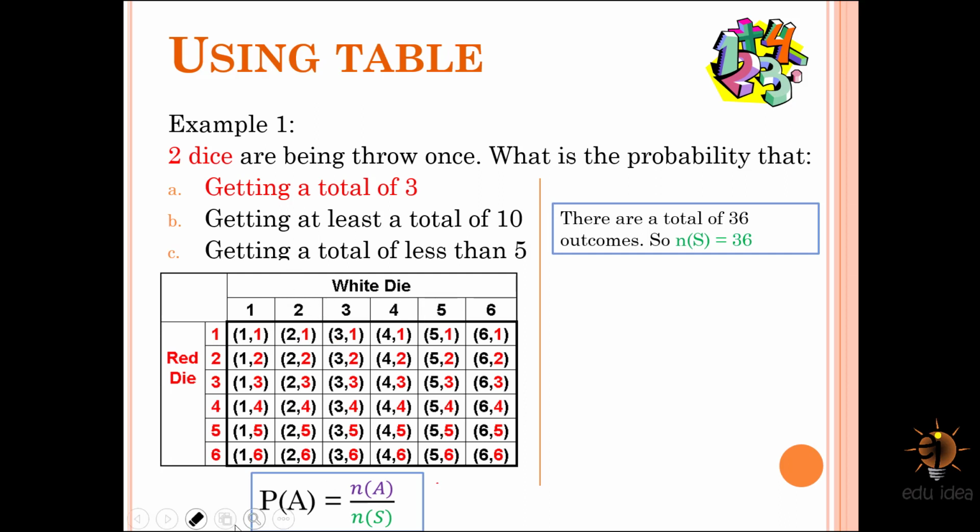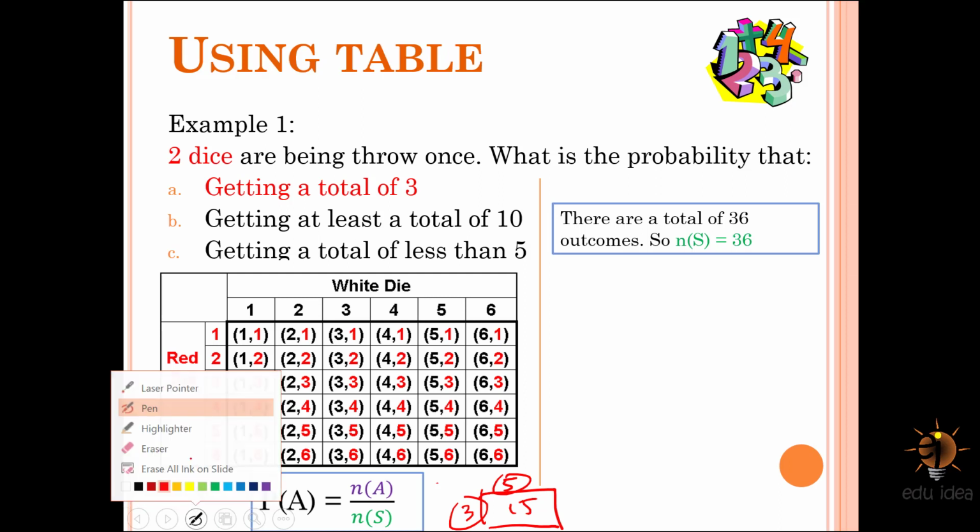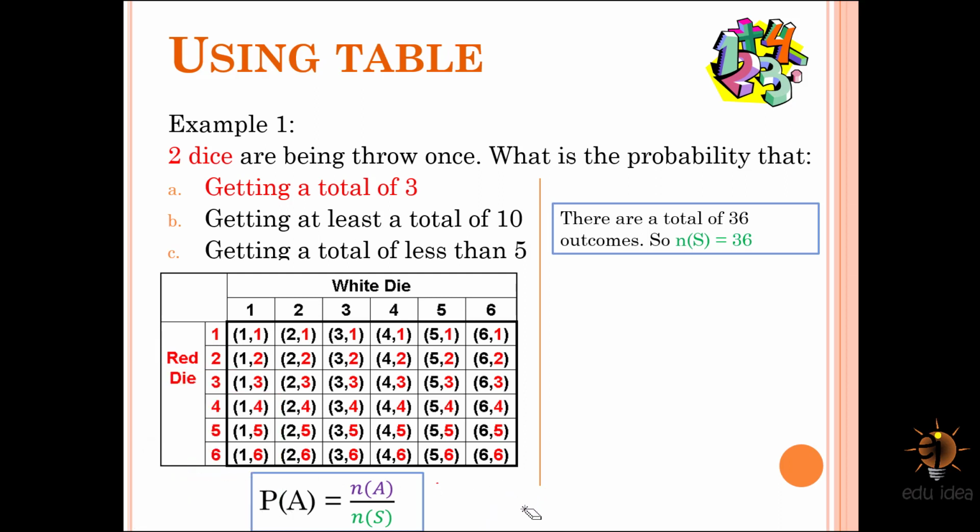Actually, guys, it's as simple as finding the area of a two-dimensional shape. For example, if you have a rectangle with sides 3 and 5, you only need to multiply those two numbers, 3 times 5 equals 15, right? The same thing applies to this table. We can just multiply the number of columns and the number of rows. We have 6 here and 6 here, so 6 times 6 equals 36. Okay, so this is one way to find the total outcomes when it comes to a table.